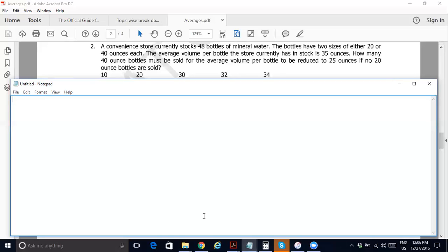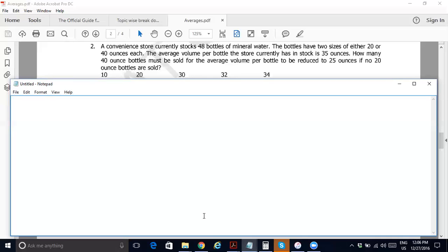And so there is a scenario when there are no 20-ounce bottles sold, right? How does that scenario matter? Now, if we are not selling any 20-ounce bottles, how does it change anything? Doesn't the weight go completely towards the 40-ounce bottles?